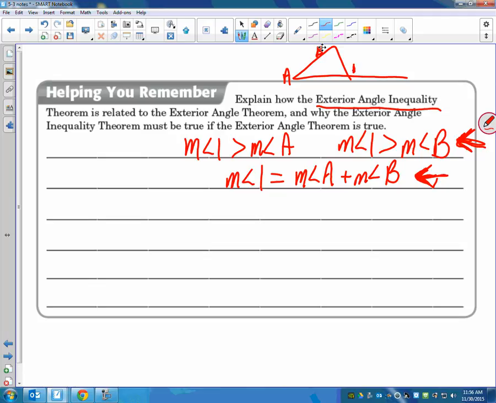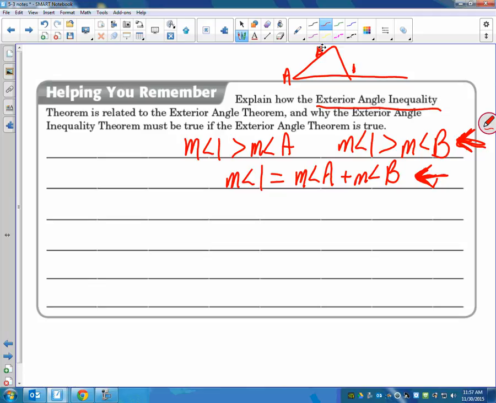Because angle A and angle B have to be smaller than angle 1 itself if they add up to equal that, right? That's almost like the proof of it. It's saying that if two angles add up to equal one angle, then separately the two angles can't be bigger than it. You can almost make that your proof of that theorem. So it's what we talked about earlier, but it's just putting it there as well.